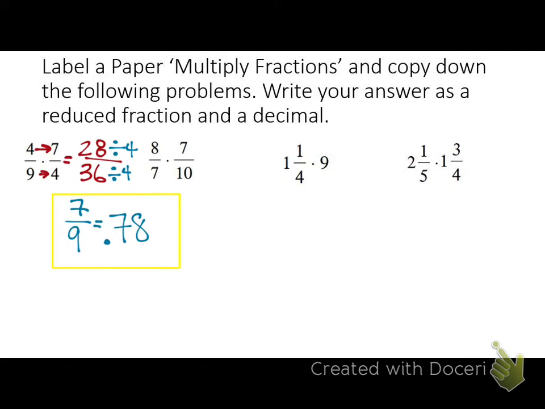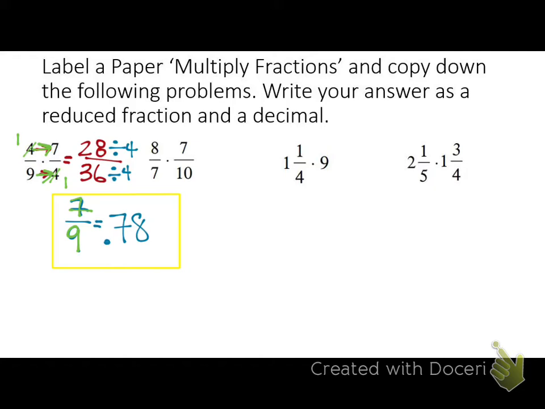If you like it, you can cross-cancel. Cross-canceling says you look across the little multiplication sign. You look at 9 and 7. Do 9 and 7 have a number they're both divisible by? No. 4 and 4, do they have a number they're both divisible by? They're both divisible by 4. So you could have 4 divided by 4 is 1. 4 divided by 4 is 1. And then you would still multiply straight across. 1 times 7 is 7. And then 9 times 1 is 9. You get the same answer.